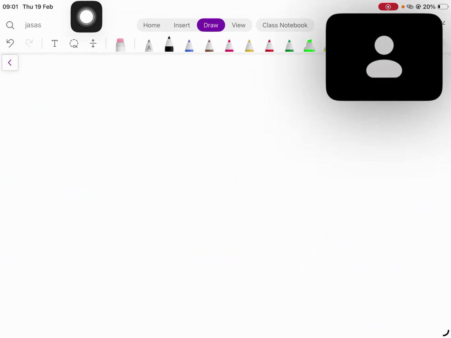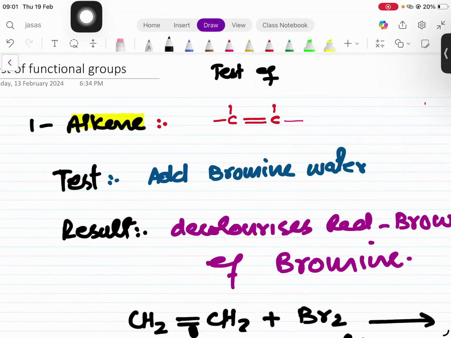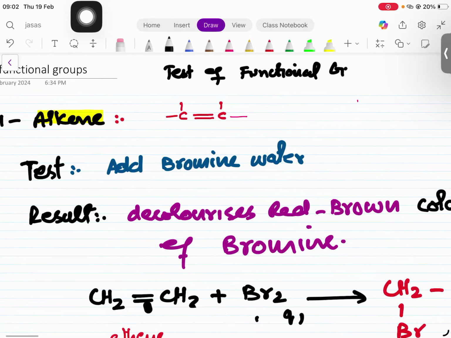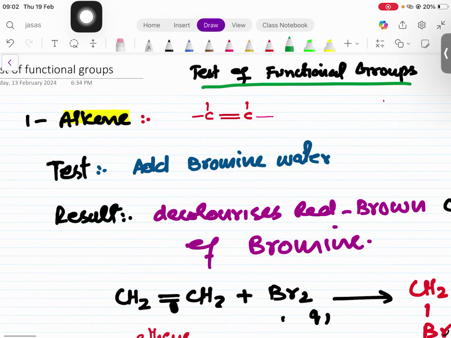Okay, the first one is alkene. Although we have done these reactions when we were doing the reactions of alkenes and all other functional groups, we're just putting the test reactions together here under this heading. The reactions which are used to identify the presence of a specific functional group are the tests of functional groups. First one is alkene.